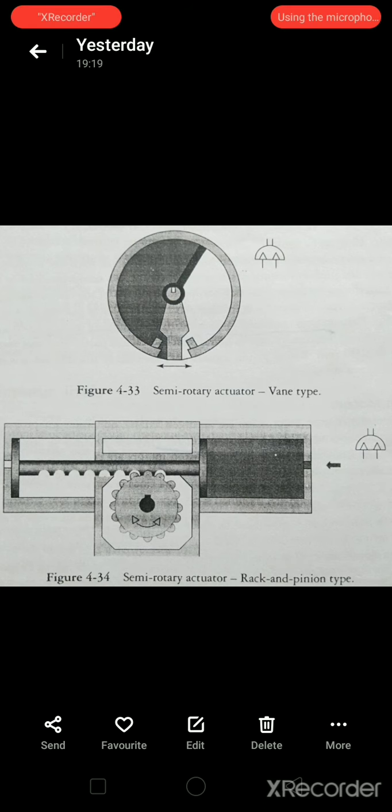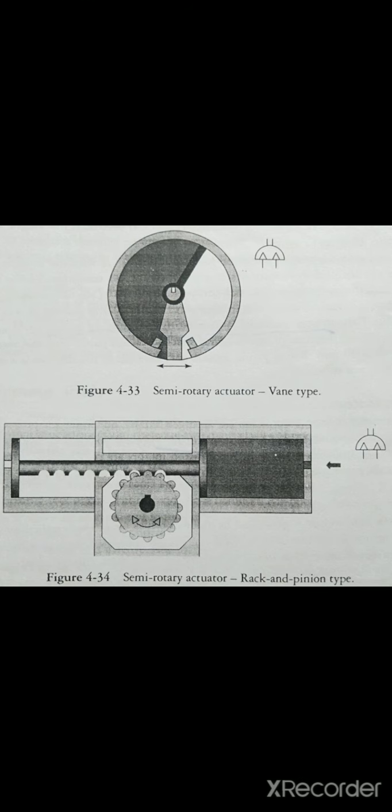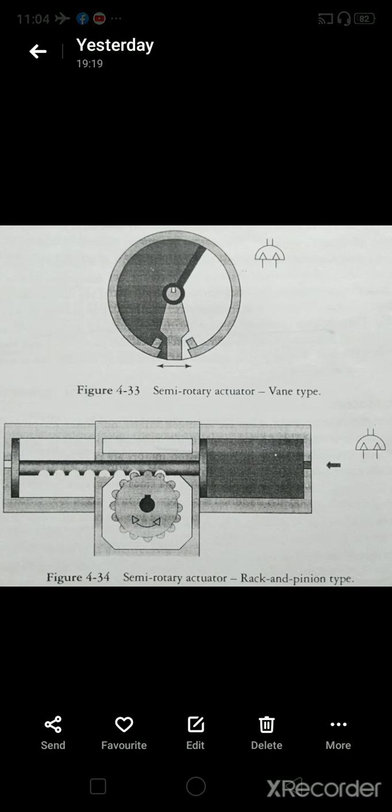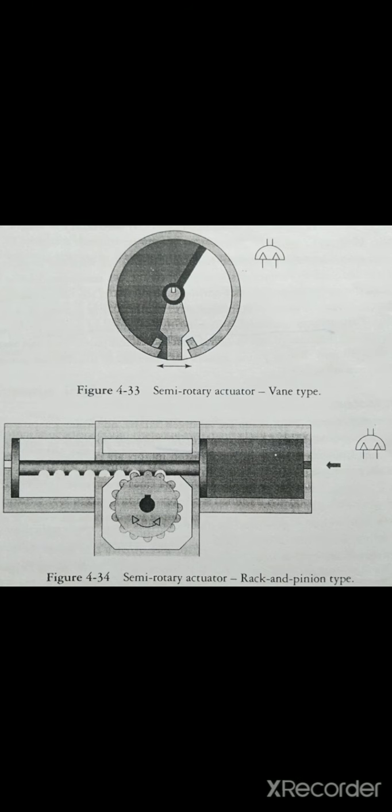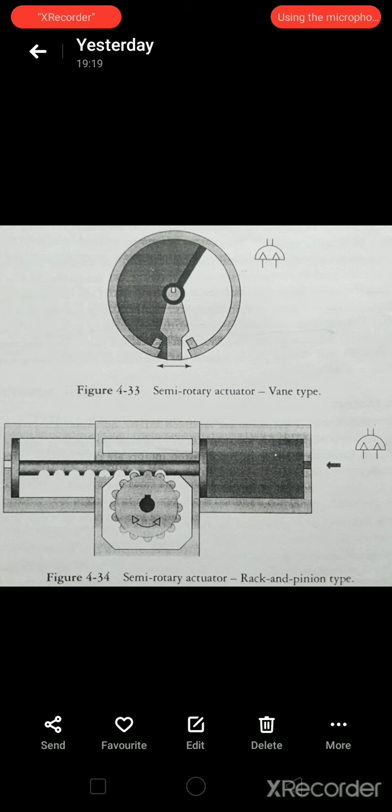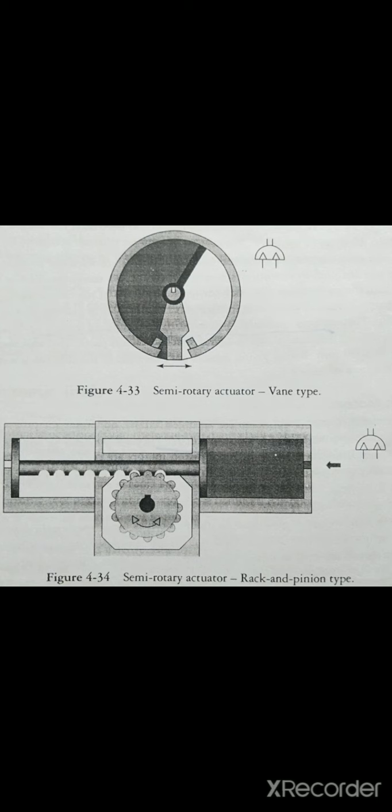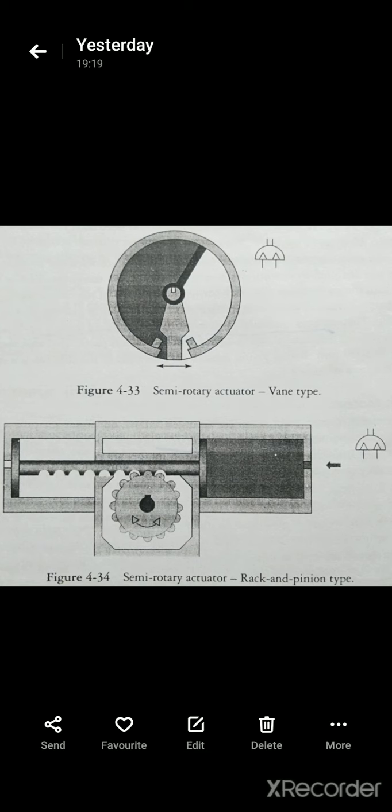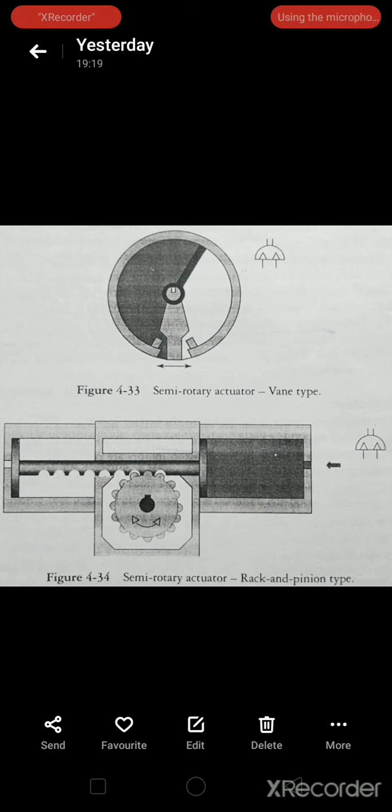First we discuss the semi-rotary actuator, or you can say swivel, vane type and rack and pinion type, which you can see on your screen. A semi-rotary actuator is constructed with a rotating vane or with a rack and pinion design. The vane type rotary actuator with limited travel consists of a single vane coupled to the output shaft. This vane type actuator is usually designed for double acting operation with a maximum angle of rotation, let's say 270 degrees. Usually the angle of rotation can be adjusted. You can go anything between 0 to 270 degrees.